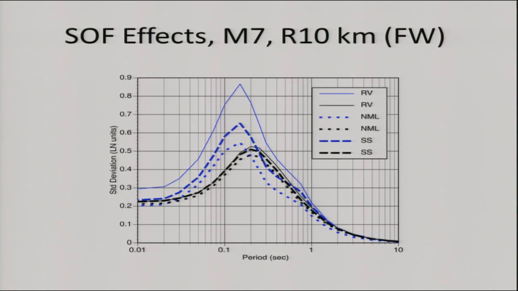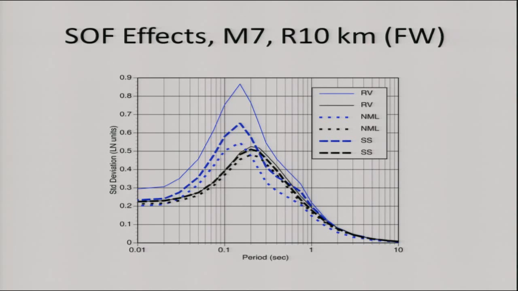Okay, the style of faulting effect, just to show you what that looks like. This is a magnitude 7, 10-kilometer rupture distance on the footwall, so we don't have any hanging wall effects in there. Strike slip is the heavy dashed line, the long dashed lines, normal is short dashed lines, and reverse is here. In our previous model, there was very weak dependence on the style of faulting. We had almost nothing there at that time, and part of it is we thought we were taking up most of what was seen as style of faulting effects previously with depth of rupture effects.